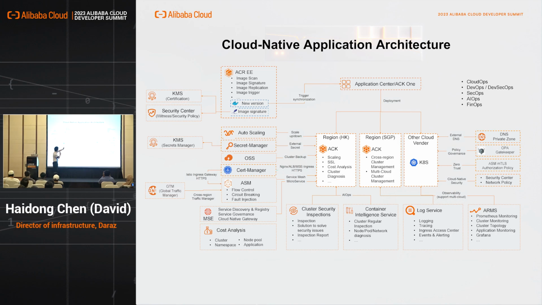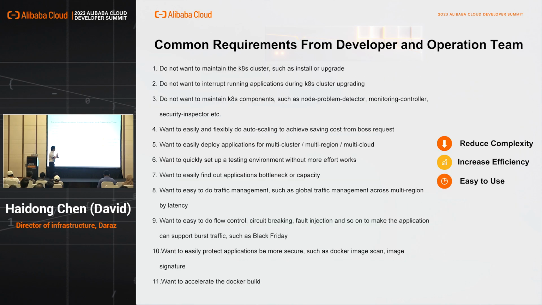As you can see, for the left side, we provide you the scaling capability. We provide you the cost analysis, FinOps. On the bottom side, we provide you the security capability. We provide you the logs, and we provide you the monitoring. And on the right side, we also provide you the DNS. We provide you the security network policy. So all these will provide you a integrated environment for you to achieve your cloud native journey.